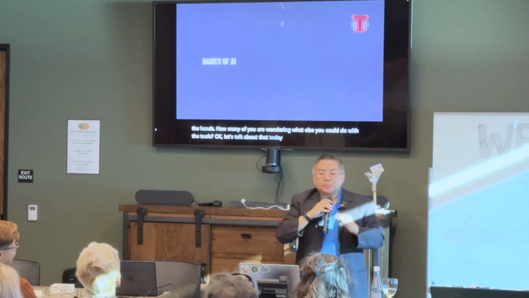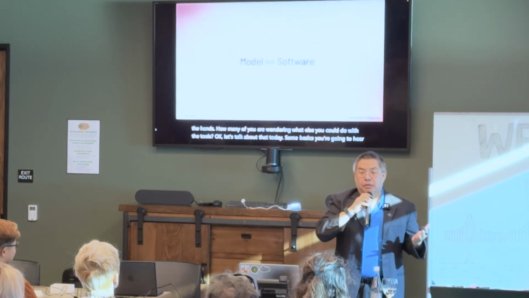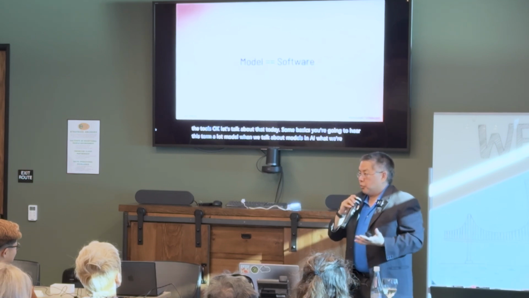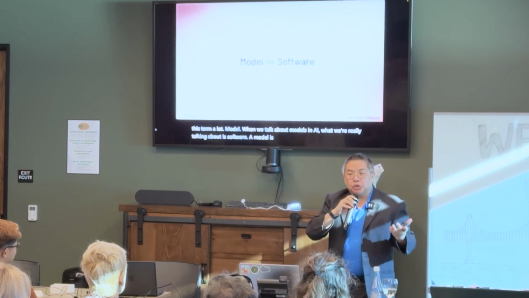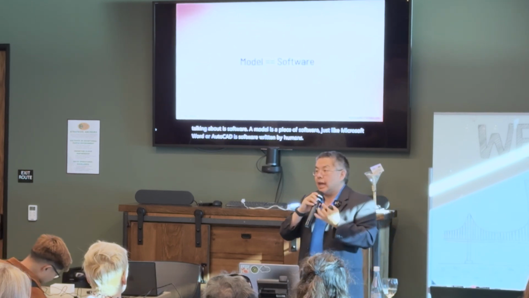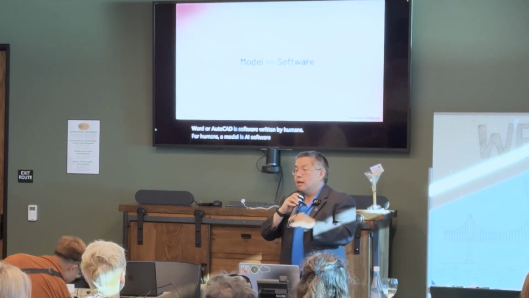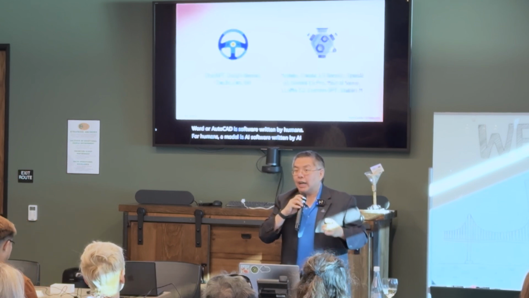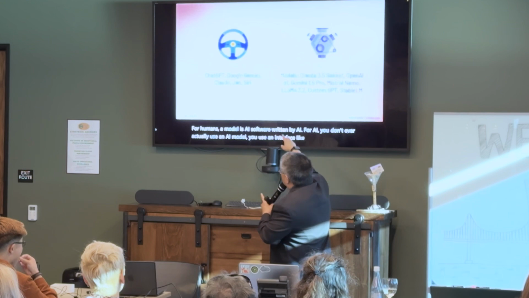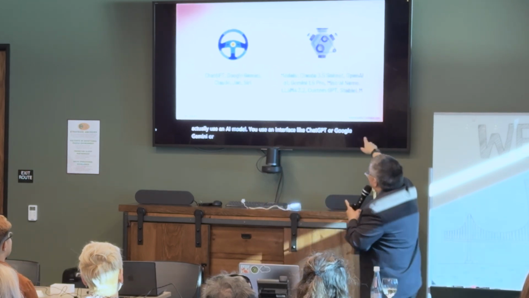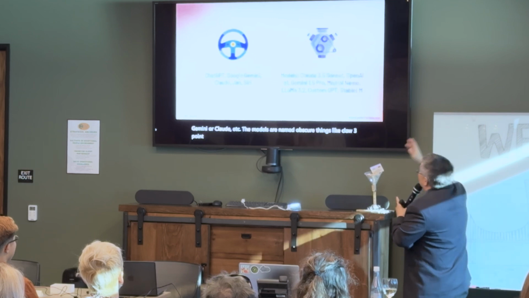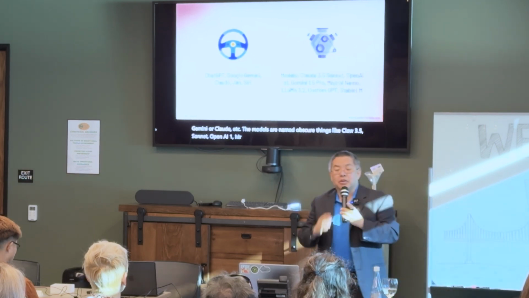Some basics. You're going to hear this term a lot, model. When we talk about models in AI, what we're really talking about is software. A model is a piece of software. Just like Microsoft Word or AutoCAD is software written by humans for humans, a model is AI software written by AI for AI. You don't ever actually use an AI model. You use an interface like ChatGPT or Google Gemini or Claude, etc. The models are named obscure things like Claude 3.5 Sonnet, OpenAI o1, Mistral Nemo. You can tell marketers did not name these.